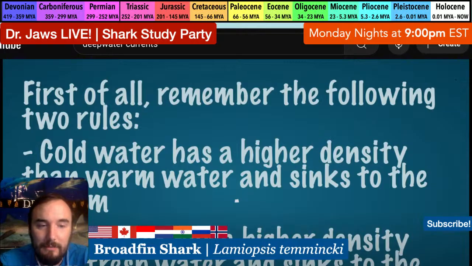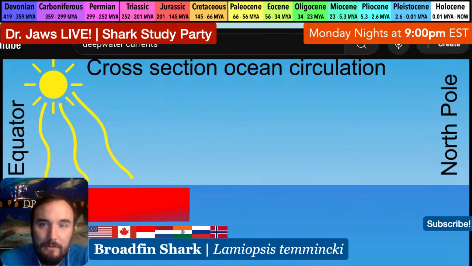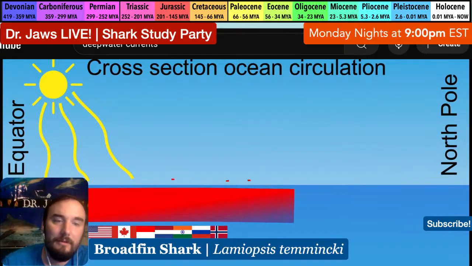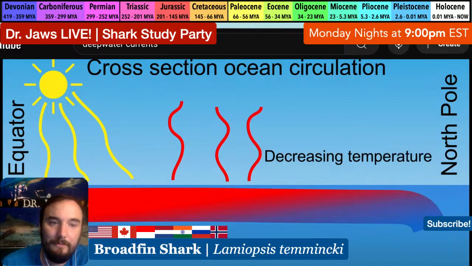And you should be able to see how this interplays. So, a cross-section of ocean circulation. This is a cool guide of a cross-section from the equator towards the North Pole. The equator has warm water heated up by the sun. Let's say this is Aruba, close to the equator. You get further up north, Caribbean, Bahamas, Florida. Now you're getting into a temperate zone.